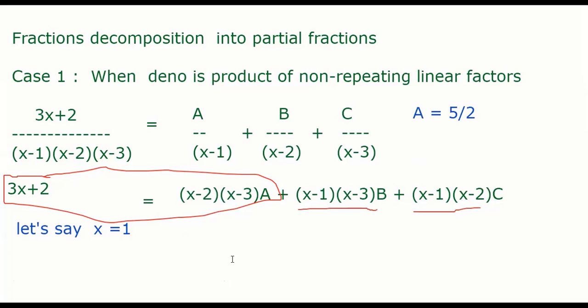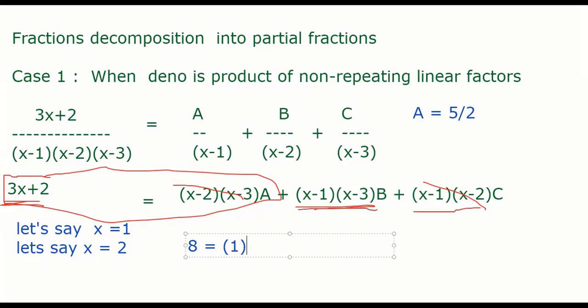Now, second, let's put x equal to 2. So this time who will go? If you really see, at x equal to 2, this will go and this will go. So what will remain? This and this, right? When you put x equal to 2, 3x plus 2 is 3 into 2, 6 plus 2, 8, equal to 2 minus 1, 1, 2 minus 3, minus 1, into b. Or b is nothing but minus 8.